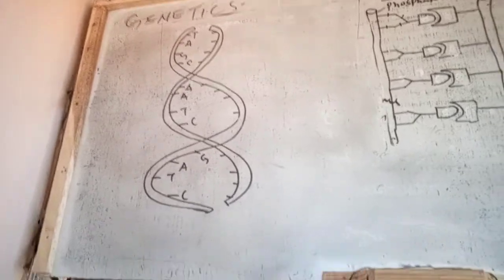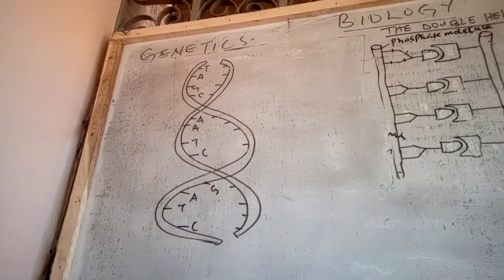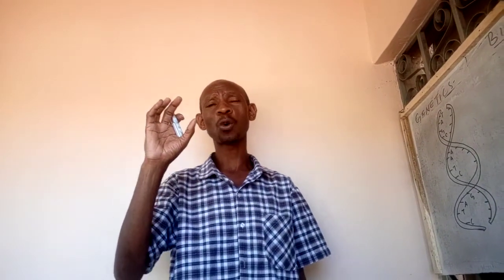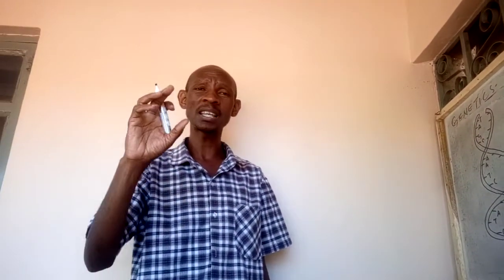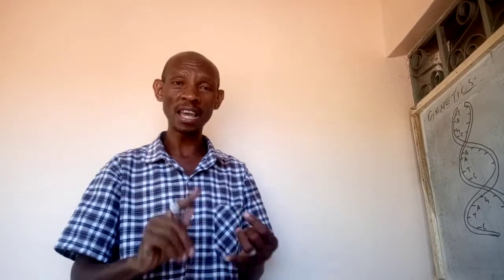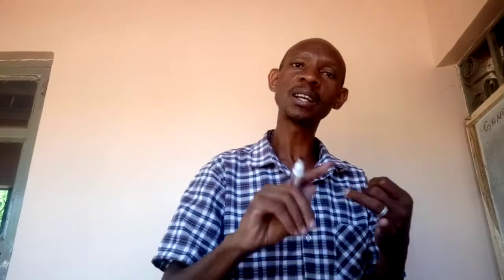You must note very clearly here that thymine, which is a nitrogenous base, will always link with adenine. On the other side, guanine, which is also a nitrogenous base, will always link with cytosine. Therefore thymine links with adenine, while cytosine links with guanine.